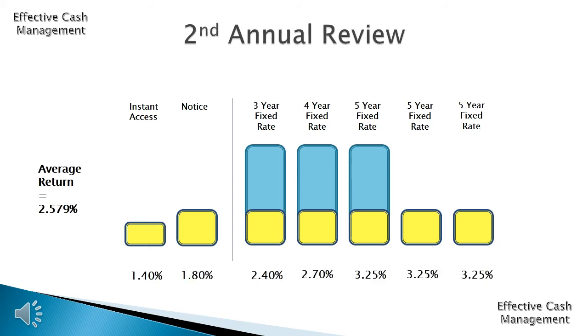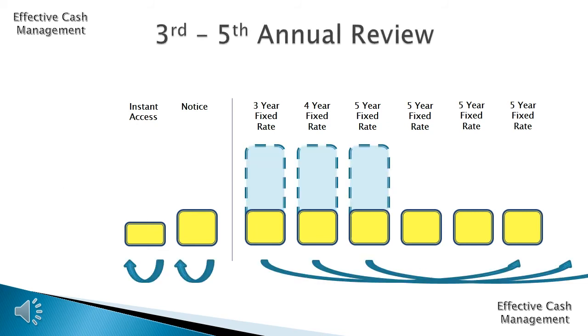So once again, all things being equal, we now end up with 3 portions of our money earning the 3.25% from a 5 year fixed rate, and the average return on the portfolio has now increased to 2.579%. Now, at the 3rd annual review and the 4th annual review and the 5th annual review, we do exactly the same thing, so we don't need to go through the process again. We understand the principles and we now know what we're doing.